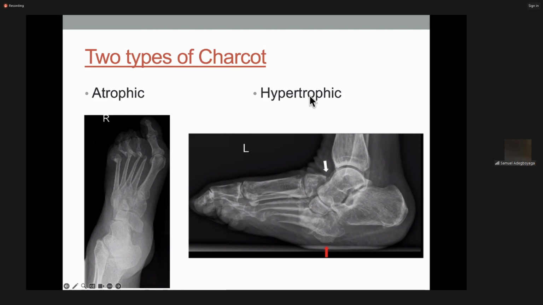Hypertrophic Charcot is anything that's affecting the metatarsal past the midhead. So anything that's affecting the metatarsal past the midhead, especially the joints: the Lisfranc joint, the metatarsal joint, the ankle joint, your subtalar joint, and your calcaneus. But when you see erosion of the metatarsal heads, that's atrophic Charcot.